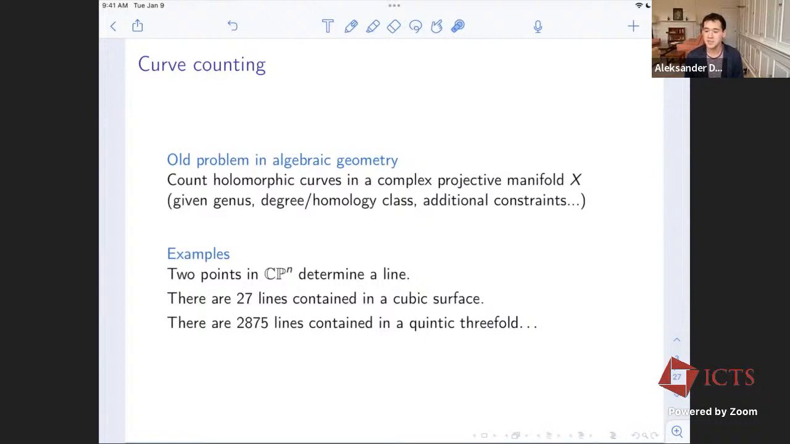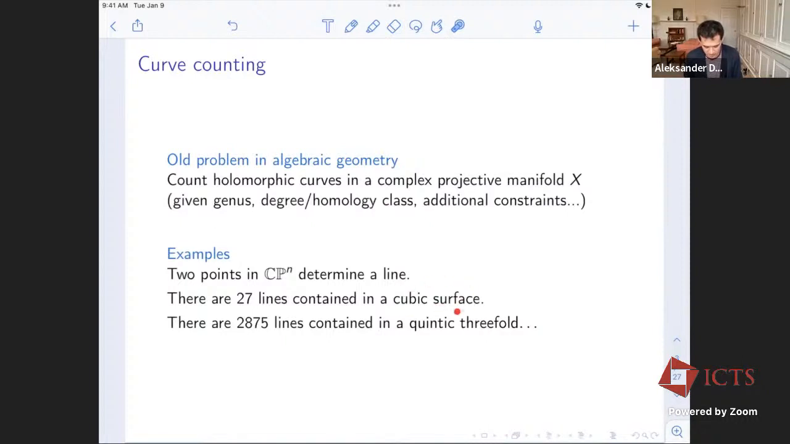And this is something very classical that goes back to the Italian school of algebraic geometry or people like Schubert and Grassmann in the 19th century. So this is very much at the core of classical algebraic geometry. And here are some famous examples. So if you give me 2 points in CPN, then there is a unique line, so a genus 0, degree 1 curve passing through them.